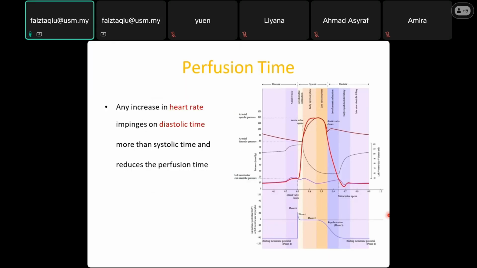So next we go to perfusion time. As we said earlier, any increase in heart rate will impinge on diastolic time more than systolic time, and will reduce the perfusion time. So this is our cardiac cycle. Actually, perfusion pressure. So this is the coronary perfusion pressure.